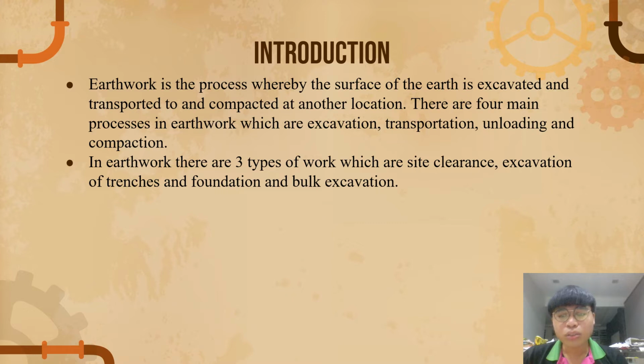For the introduction part, earthwork is the process whereby the surface of the earth is excavated, transported to, and compacted at another location. There are four main processes in earthwork, which are excavation, transportation, unloading, and compaction. In earthwork, there are three types of work, which are site clearance, excavation of trenches, and foundation and bulk excavation.